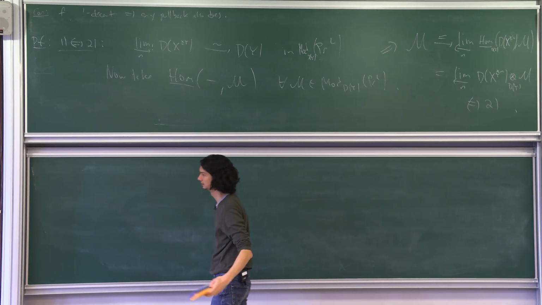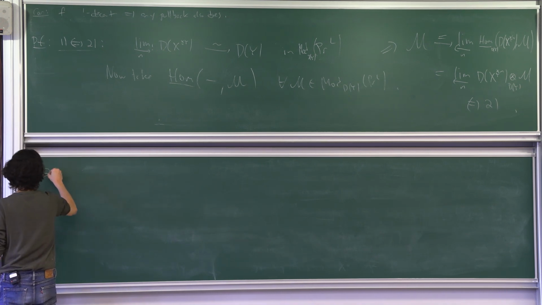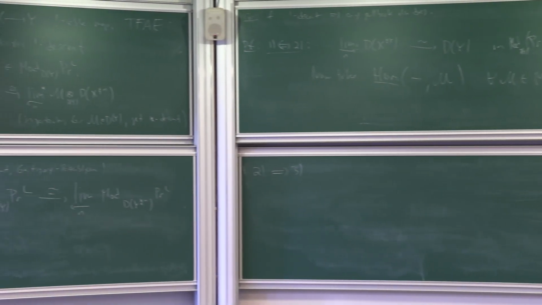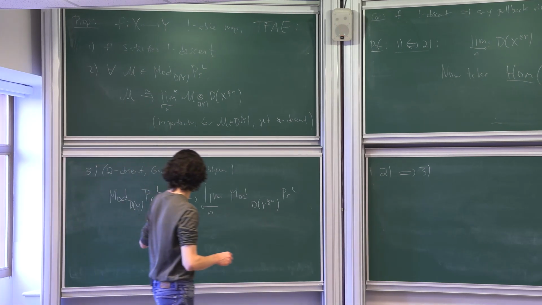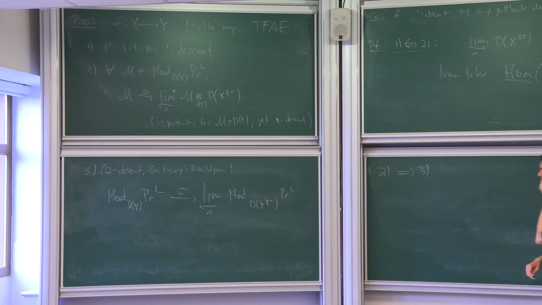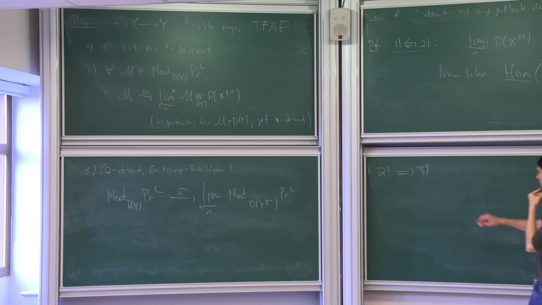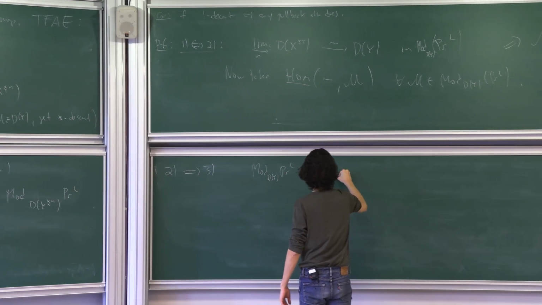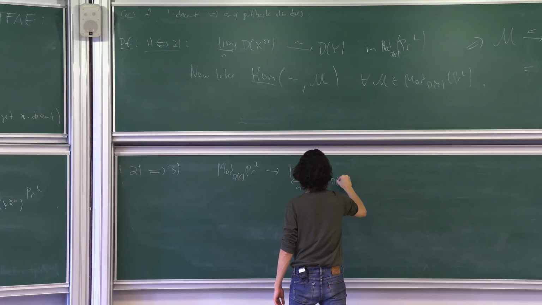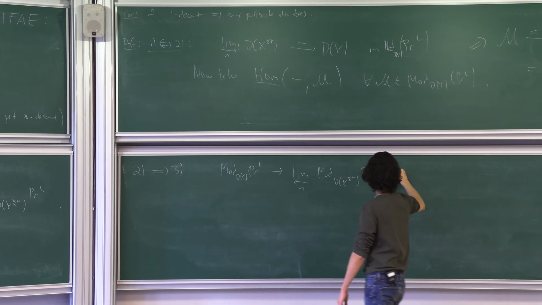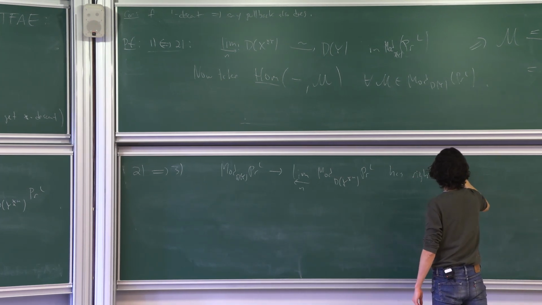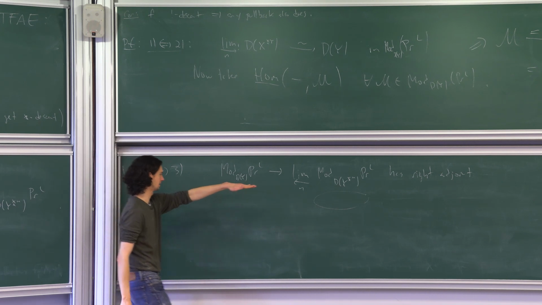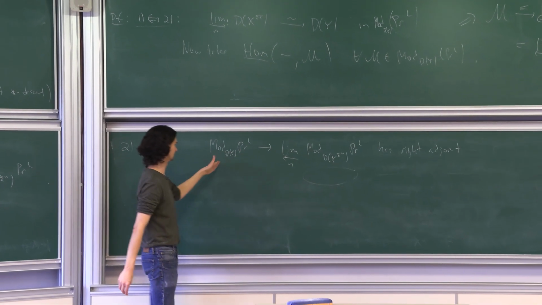And then, 2 implies 3. So, yeah, we have to check this statement here. The map has a right adjoint, which is basically you take a system of modules here, and you forget them all to D of Y, and then you take the limit in this category here.